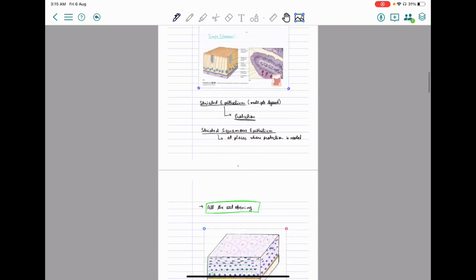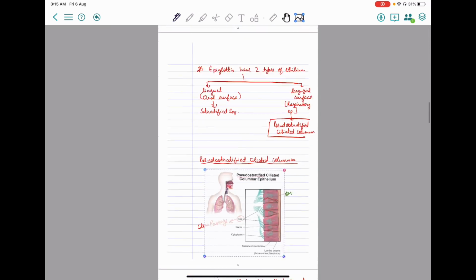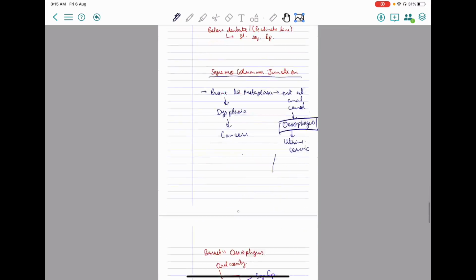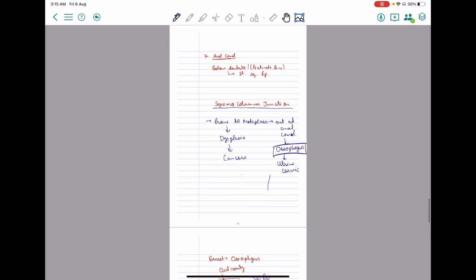So this was today's topic, epithelial tissue, and it covered all the topics in epithelial. I told you about stratified squamous epithelium, the difference between these epithelia, and lastly, I also told you about a very dangerous disease, Barrett's esophagus, which can cause cancer. So this was today's topic.